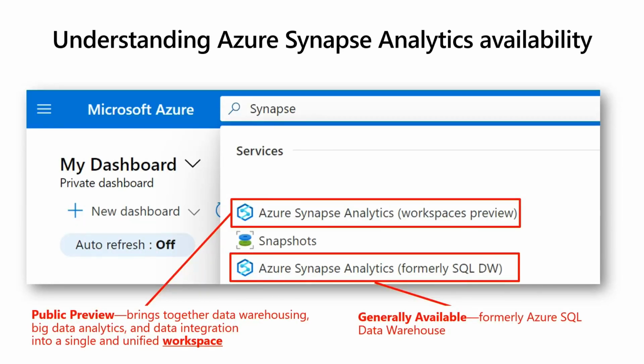To better understand what we're going to talk about in terms of updates and announcements, we should understand the availability of Synapse. In the Azure portal, you'll see two things that say Azure Synapse Analytics. The first one says Azure Synapse Analytics, formerly DW. This is the generally available Azure Synapse Analytics service. The second thing you'll see is Azure Synapse Analytics Workspaces Preview. This is the public preview that brings together data warehousing, big data, and data integration into a thing called a workspace. Now, let's go through this piece by piece.